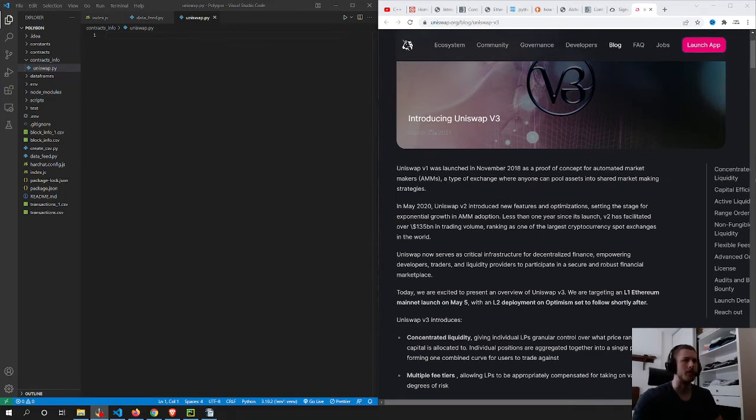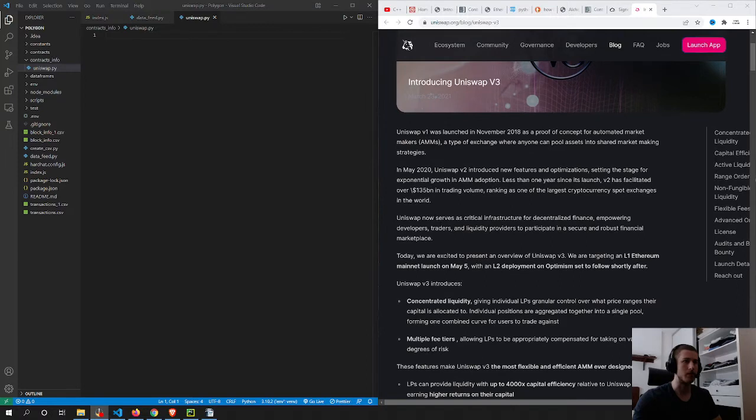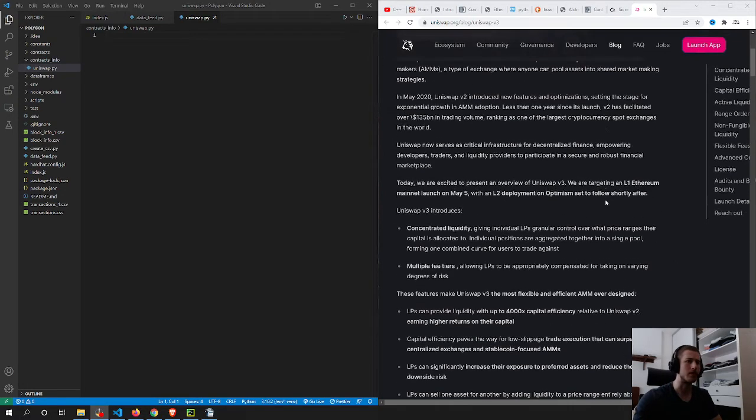Uniswap v1 was launched in November 2018 as proof of concept for automated market makers, a type of exchange where anyone can pool assets and shared market making strategies. In May 2021, once Uniswap v2 introduced new features and optimizations, setting the stage for exponential growth in AMM adoption. Less than 1 year since its launch, v2 has facilitated over 135 billion, I think, in trading volume, ranking as one of the largest cryptocurrency spot exchanges in the world.